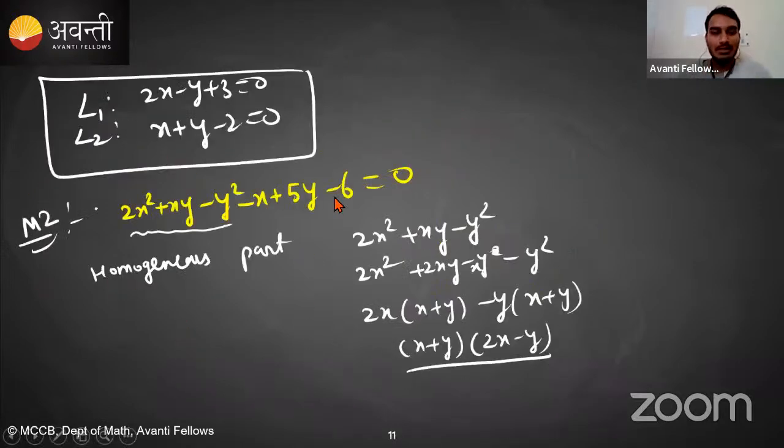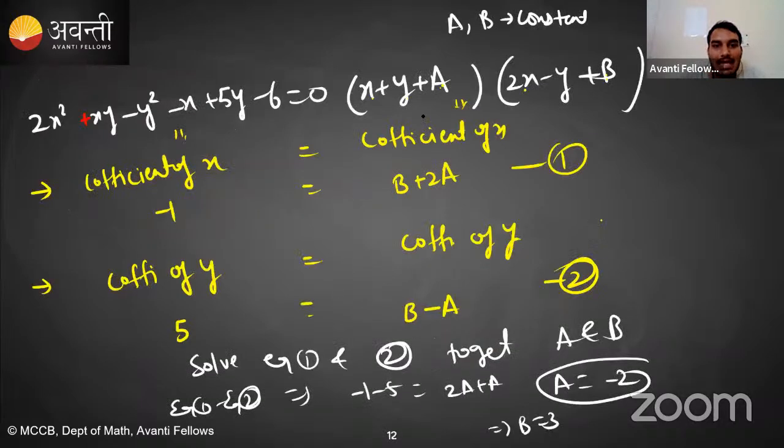So in this method, what we did, just concentrate on the homogeneous part. Factorize the homogeneous part. And now just add A and B in the equation, and compare it with the given combined equation to get A and B. Now we have to confirm once more that A and B are the correct values. So just concentrate on the constant part. The constant here is -6, and here the constant will be A into B. So A into B should be -6. So A into B is -6, which is again correct.